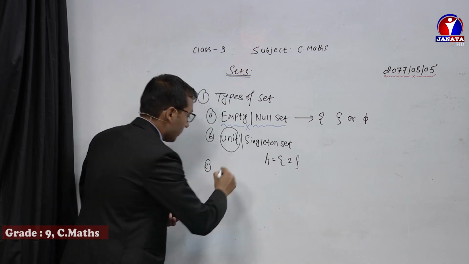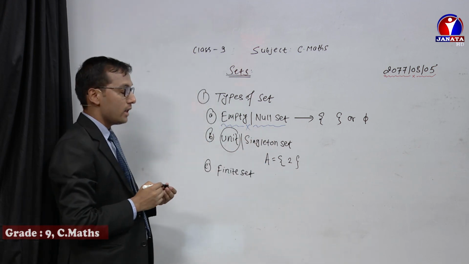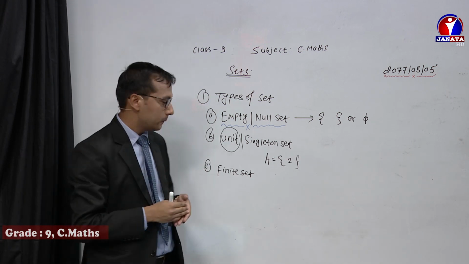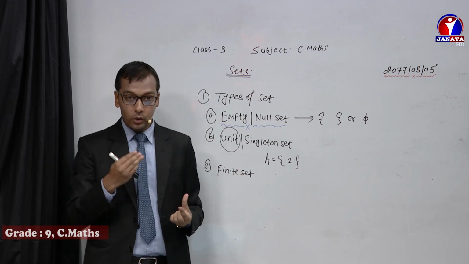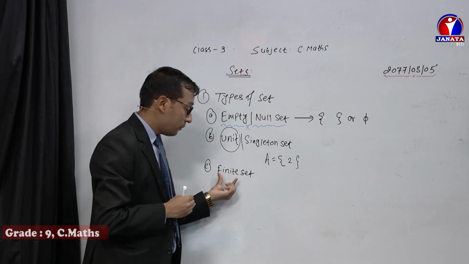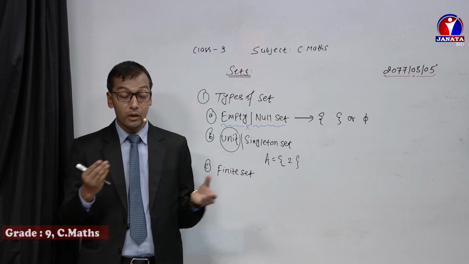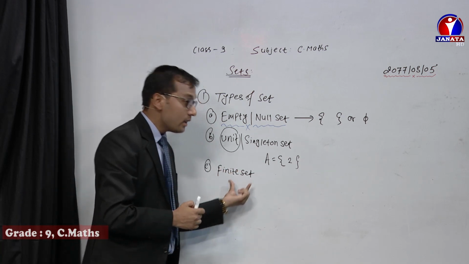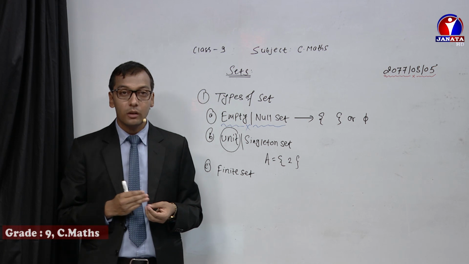Okay, so third is finite set. It is somehow difficult to understand in comparison to the first two types, but I hope everyone can understand from me. The meaning of finite is limited. If there are a limited number of elements present in a set, you can note down that in a finite set there are limited, finite numbers of elements present.